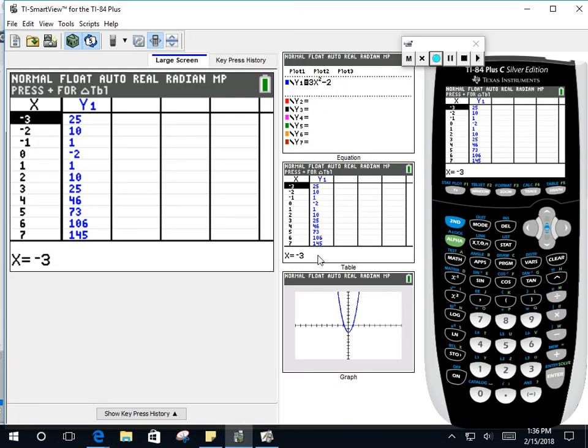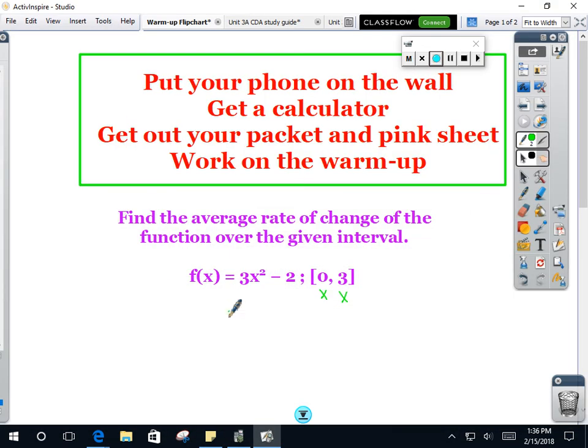What is the y value for 0? And what is it for 3? Okay, so the 2 points we have here are (0, -2) and (3, 25). Now that we have those 2 points that are on this parabola, how do we find their average rate of change?